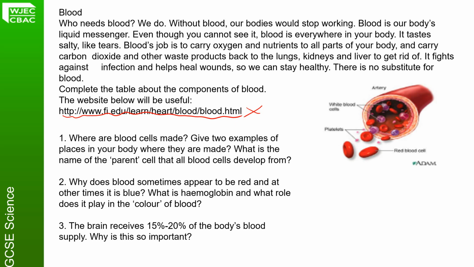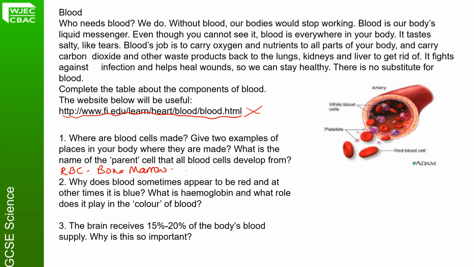So question 1, where are blood cells made? Well, your red blood cells are made in what we call your bone marrow. So you might have heard of bone marrow. It's the softer material inside the big bones in your body. So the big thigh bone, the femur.